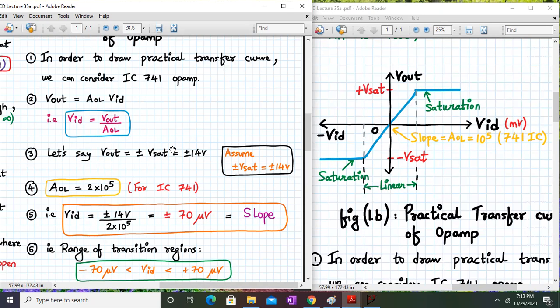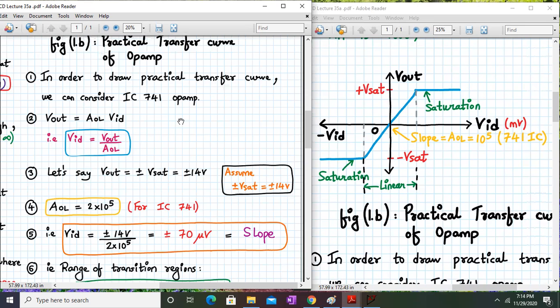And we have just now evaluated in LTSpice that the slope of this line was greater than 2 × 10^5. Whenever VID is greater than the linear range of the Opamp, it will be in the positive saturation. If it is less than that range, it will be in the negative saturation. In between positive and negative saturation, we have a small linear region.